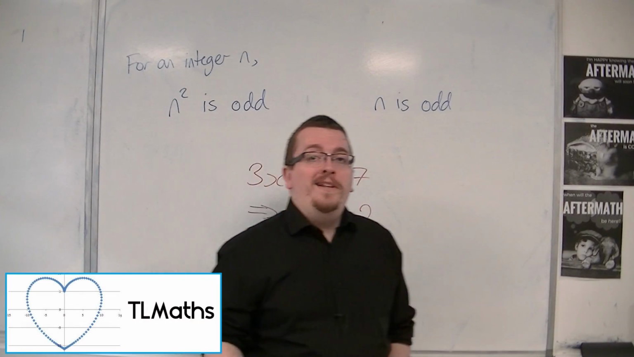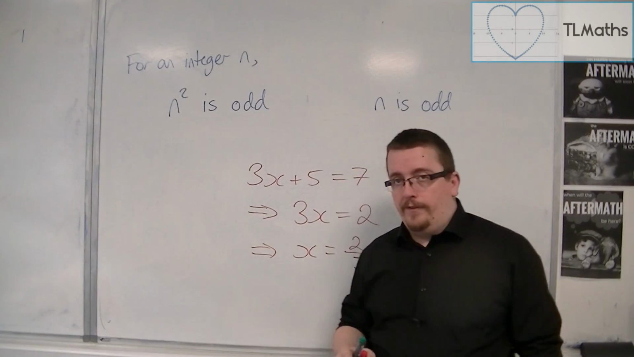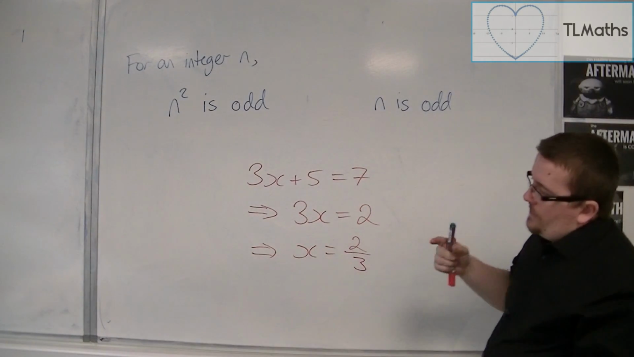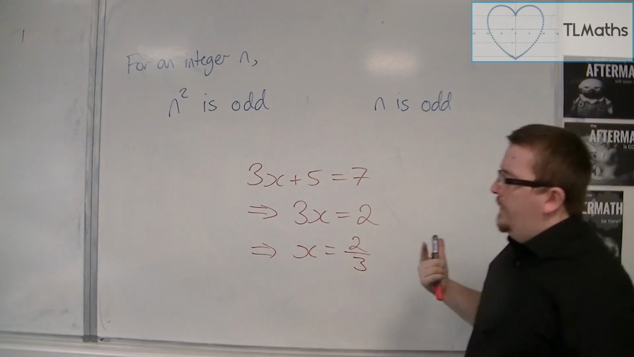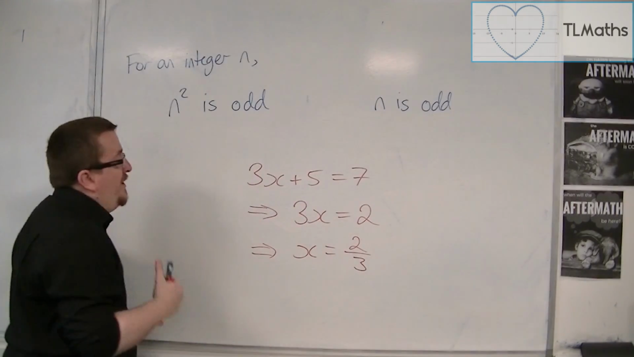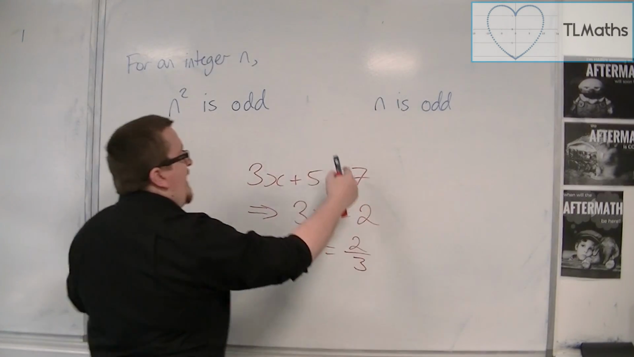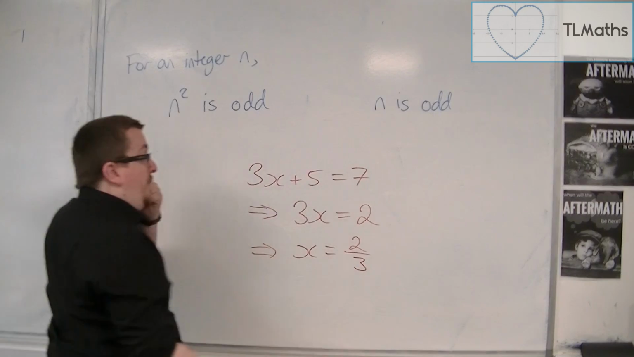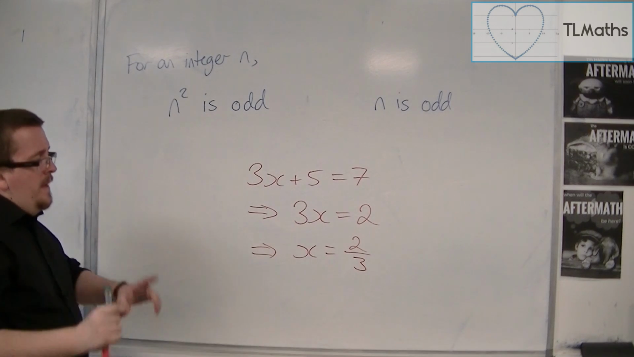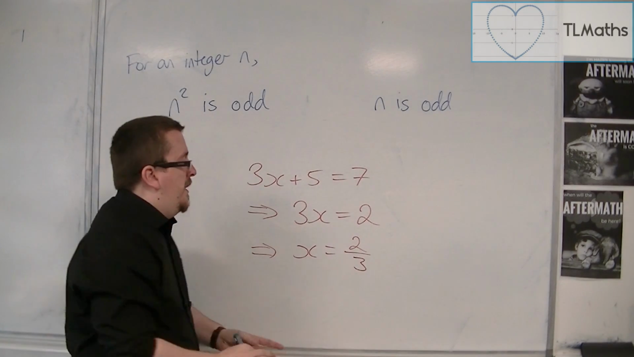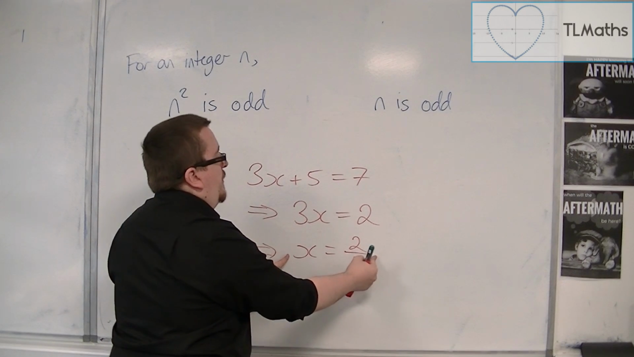So in the previous video we looked at logical consequence, and in this video we're going to look at logical equivalence. So let's go back to that initial equation that I showed you how to solve, and we introduced these arrows, these logical consequence arrows. So 3x plus 5 equals 7 implied that 3x is equal to 2, which then implies that x is equal to 2/3.